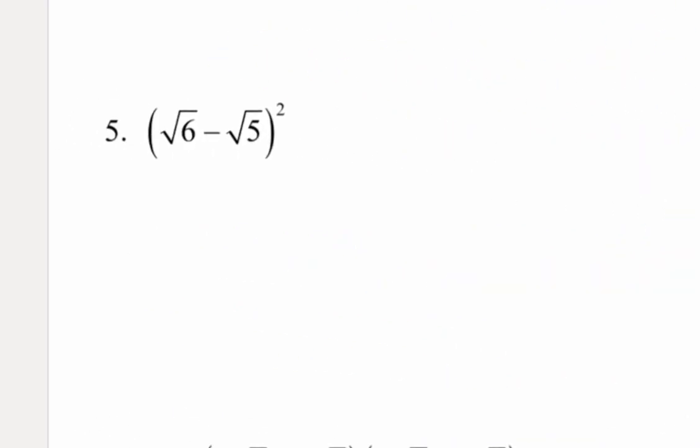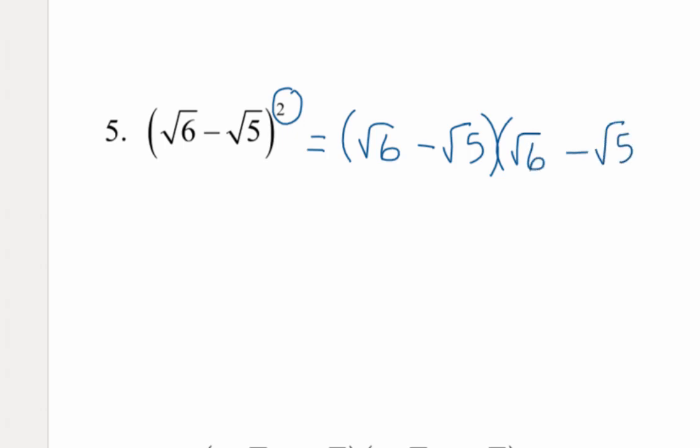Okay, so look at this guy. Square root of 6 minus square root of 5 all squared. Okay, if you thought write it down twice and FOIL, you were right. Because we cannot distribute that 2. That's not a legal move because we have two terms.